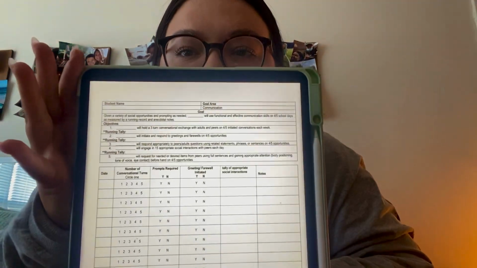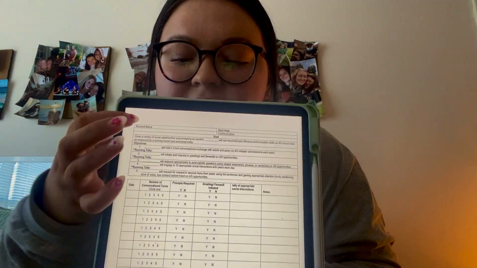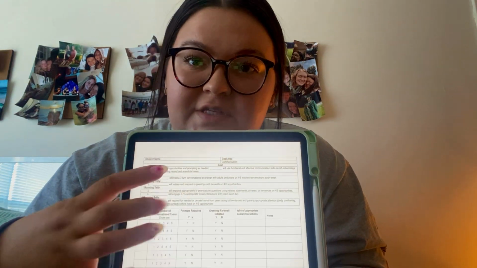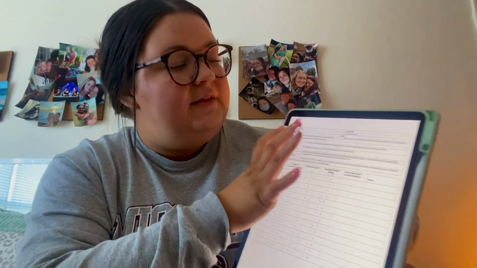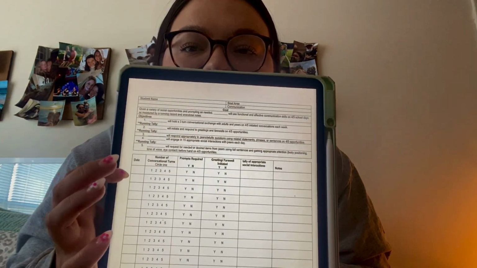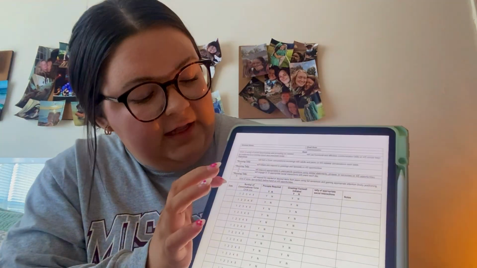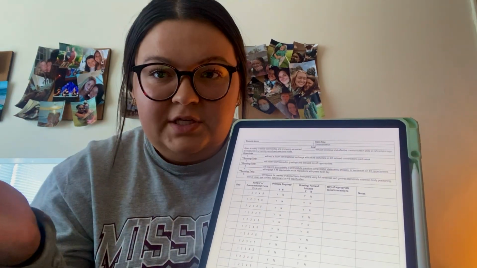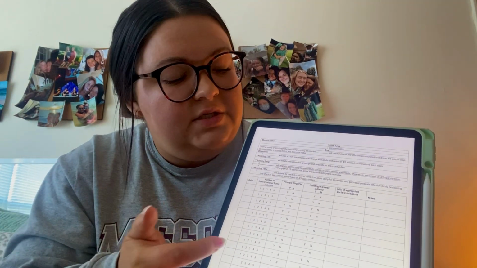And so I chose this running record. You can kind of see it, but it has all the student information. This specific one is over communication, which is a part of this student's IEP goal. It lists the general IEP goal and then all of the objectives. When you're going throughout the day, you can tally, you write the date, and for this one, it's the number of conversational turns that the child accomplishes.